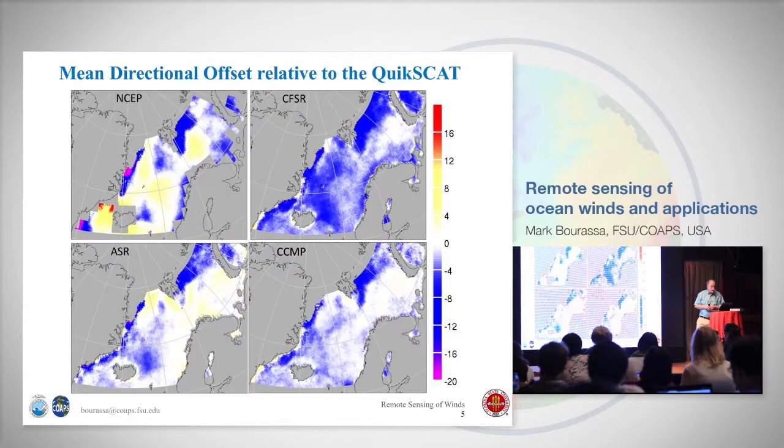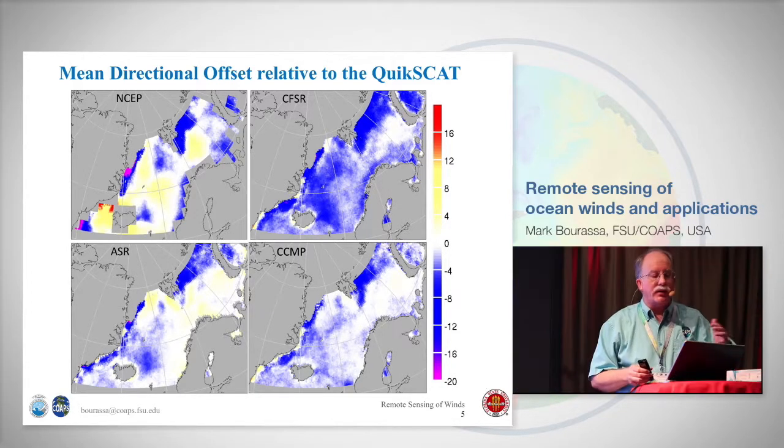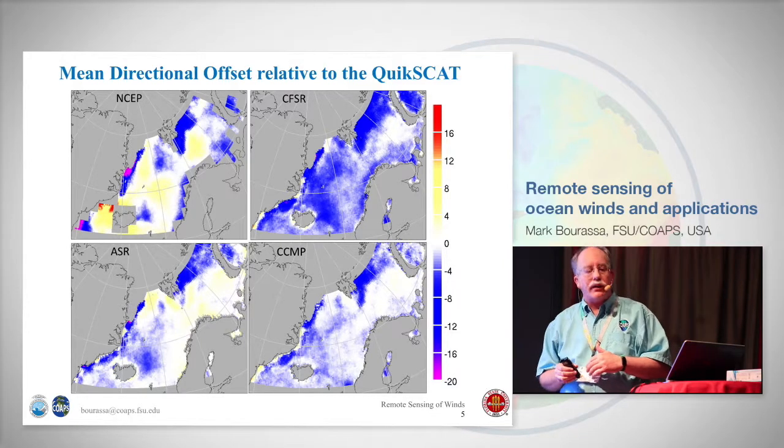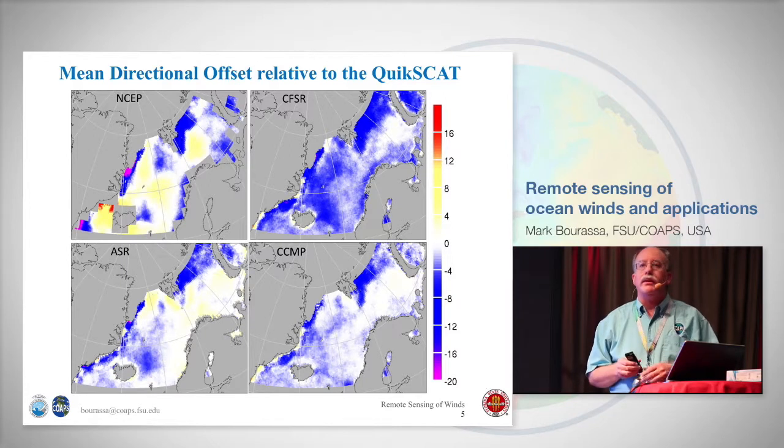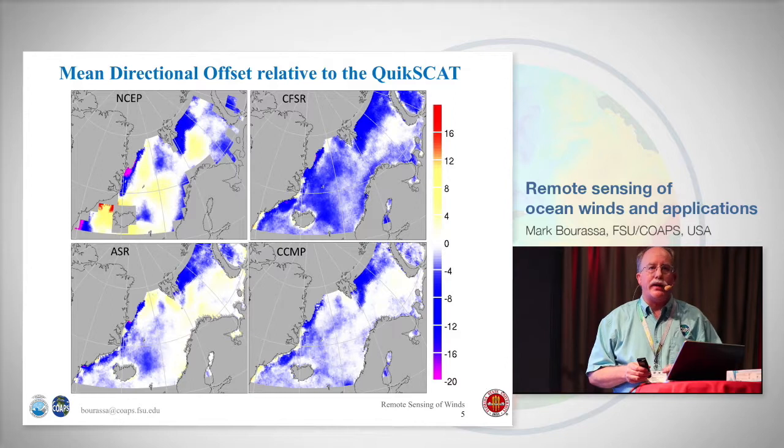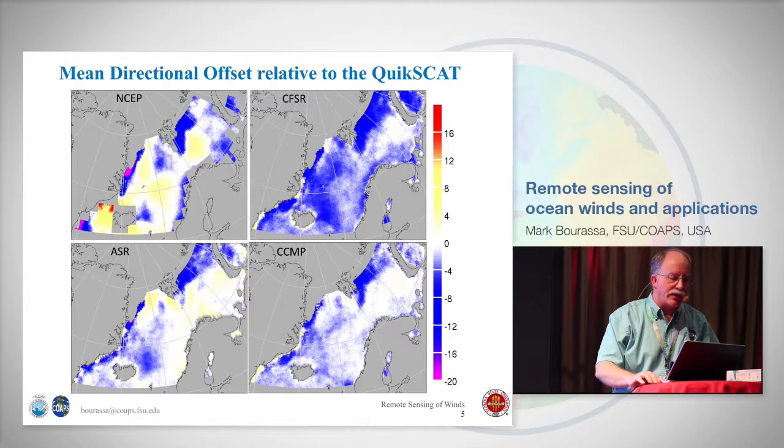So Dmitry also looked at the directions. And the color here indicates a shift right or clockwise or counterclockwise in direction. And you can see that white is good. So that means yellow is a shift one way, blue is a shift a different way. And the original NCEP reanalysis has a quite substantial shift in the wind. If you think that curl is important, this is really, really bad because it won't preserve the curl. It'll do terrible things. CFSR doesn't do too well.